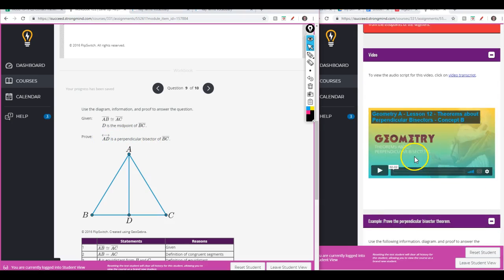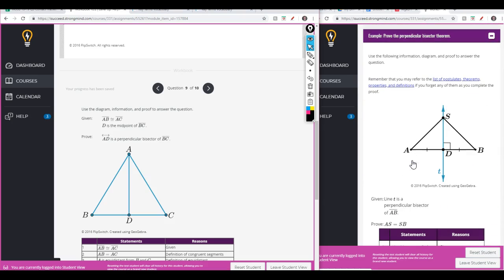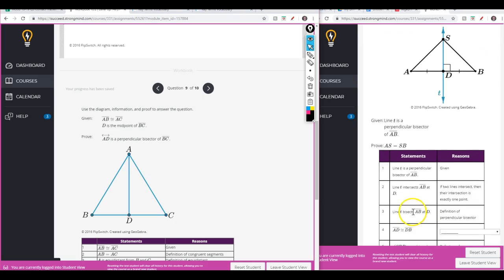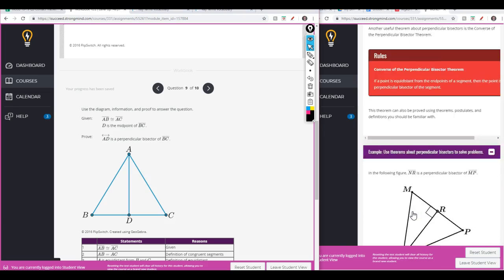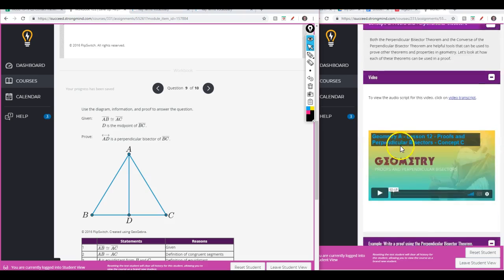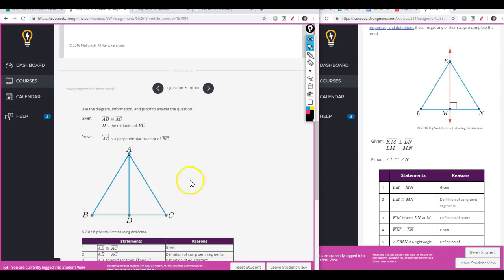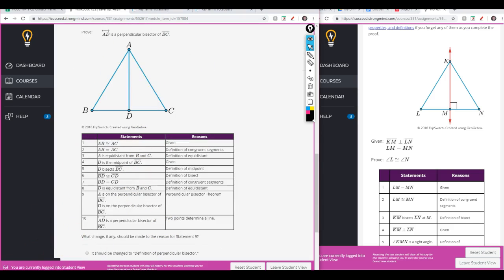Okay, so I'm going to scan to see if we have any proofs, examples. So this is prove the perpendicular bisector theorem. We are not really given a similar proof on that. So we're going to just use this and step through exactly what it could be.